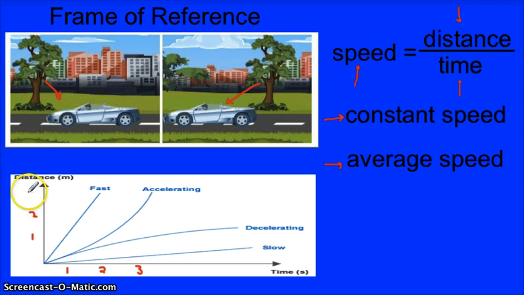So the SI unit for speed is meters per second. That's meters per second. So whenever you're calculating the speed, you're wanting to calculate meters per second. Now I know you have heard miles per hour all this time of your life, but we're going to scientifically calculate it as meters per second.